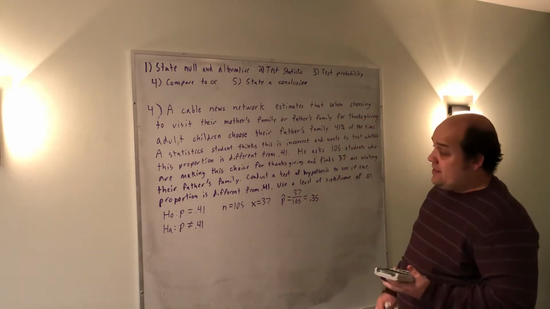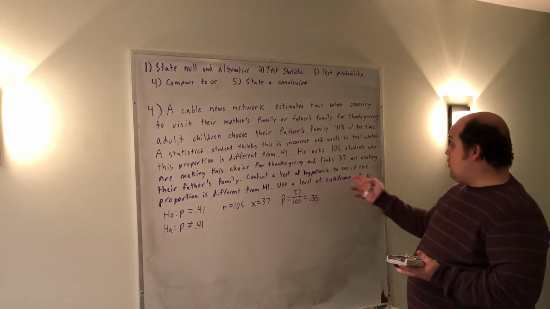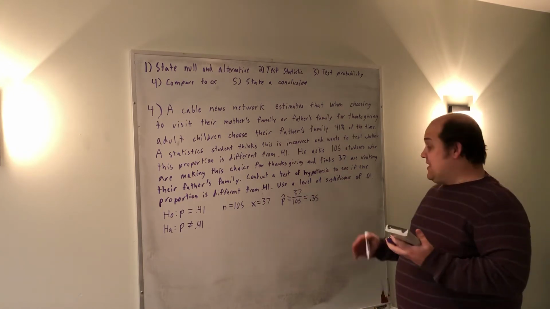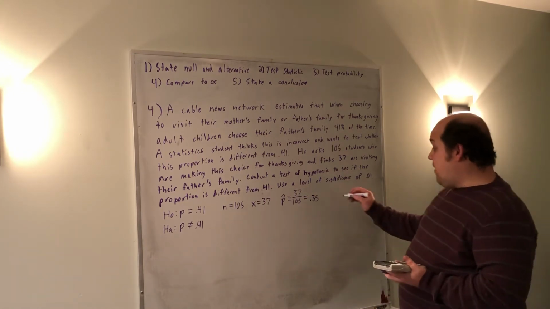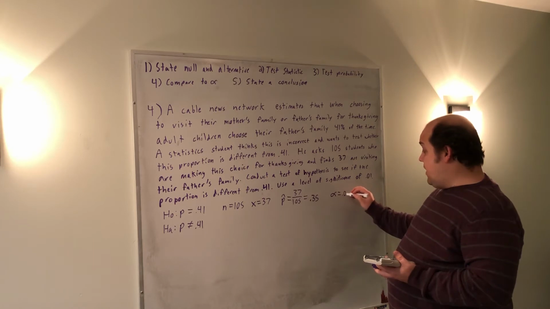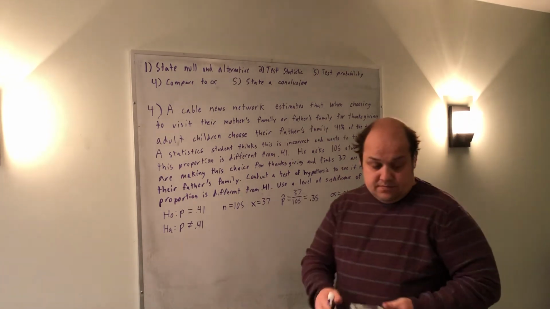Last thing I need to pull out is the level of confidence. In this case, they already told me the level of significance. If it's given to me as level of significance instead of confidence, that just is my alpha. I don't have to do any 1 minus.